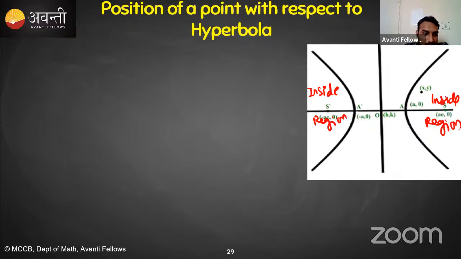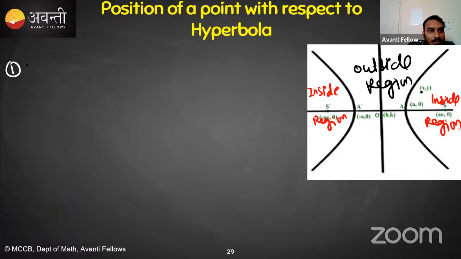Okay, and this region is the outside region. Will you remember? What is inside the branch is the inside region, and what is outside the branch is the outside region. Okay, now that you understand this, you know what we are going to do, right?